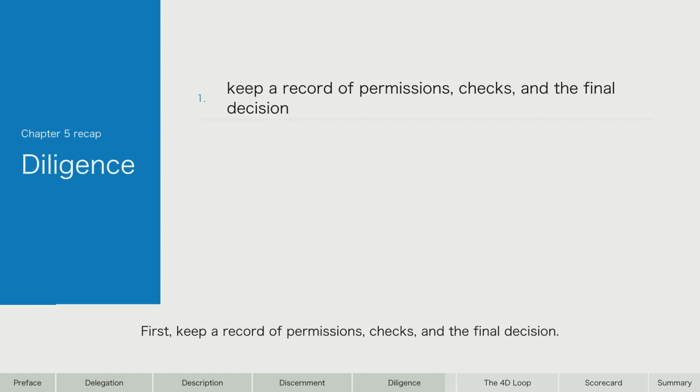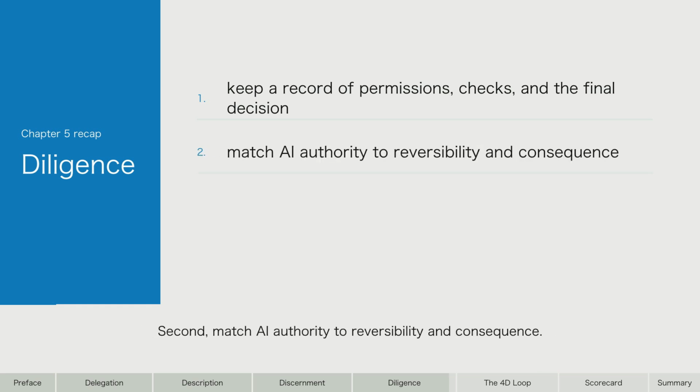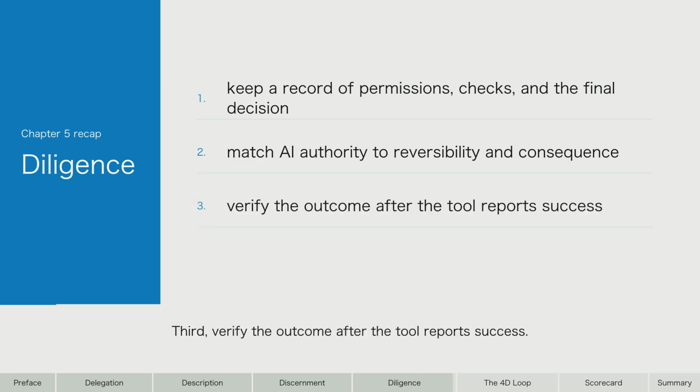First, keep a record of permissions, checks, and the final decision. Second, match AI authority to reversibility and consequence. Third, verify the outcome after the tool reports success.